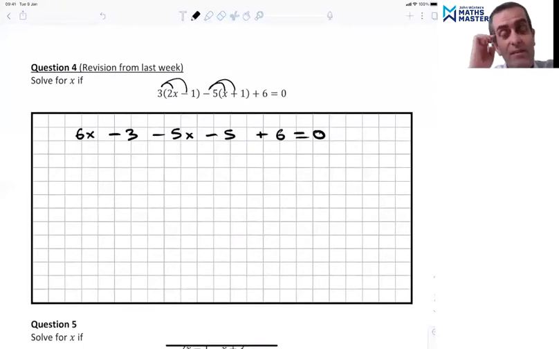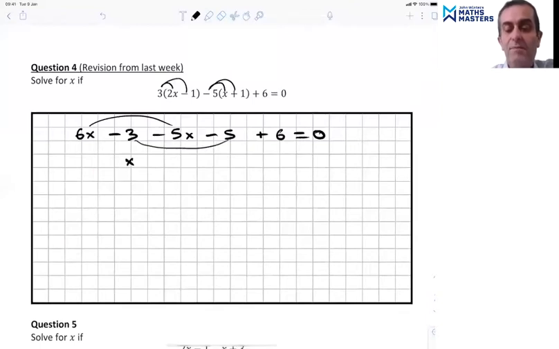Now, our next objective is to put the x's with the x's and numbers with the numbers. Well, we have a 6x here and a minus 5x there. And 6x minus 5x is 1x, which is very convenient. Then in terms of our numbers, we have minus 3 minus 5, which is minus 8. And then minus 8 plus 6, which is minus 2. So that was very, very straightforward. Minus 3 minus 5 is minus 8. And then add the 6, minus 8 plus 6 is minus 2.